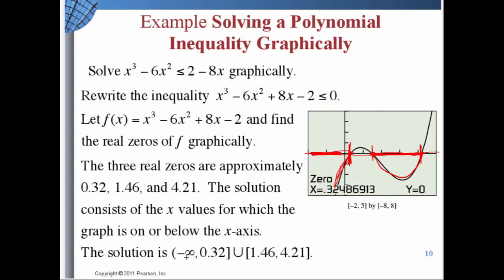So since we have an or equal to part, we are actually going to include those zeros in our solution set or in our intervals. So everything from negative infinity up to 0.32 including 0.32, or everything from 1.46 including 1.46 to 4.21, again including 4.21. Any values in there are solutions to the inequality.